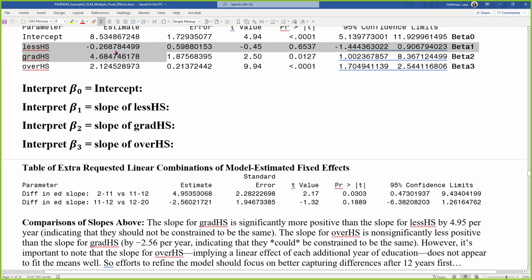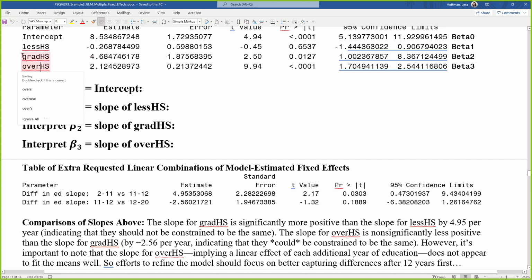The less than high school slope is not different than 0, whereas the grad high school slope is different than 0. But these two numbers do not tell me directly whether they're different from each other. I needed to do a linear combination of subtracting one versus the other and to compute a standard error for that. And so that's what this additional piece of output I'll show you how to get is telling me. So these two are not the same.